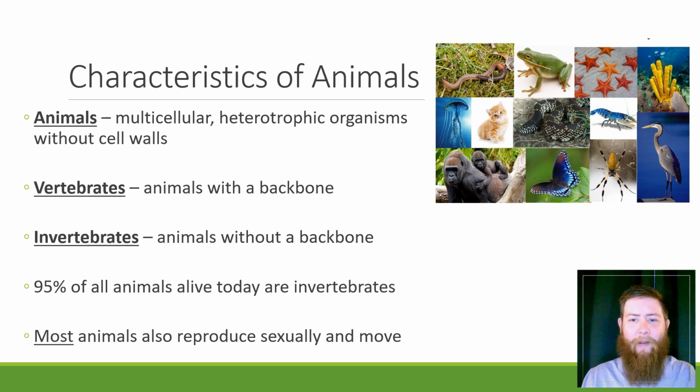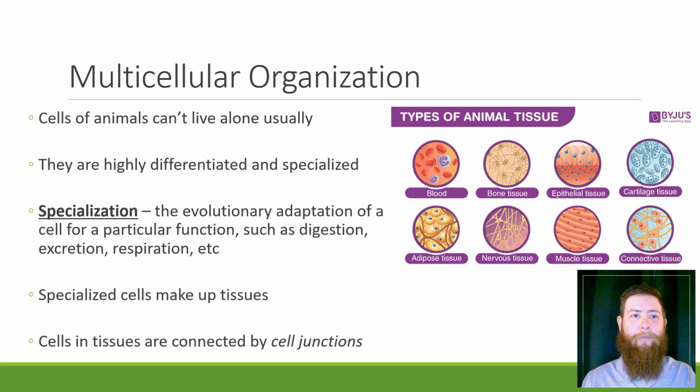We break animals into two larger groups: vertebrates, meaning animals that have a backbone, or invertebrates, meaning animals without a backbone. 95% of animals alive today are invertebrates, meaning they lack a backbone. They are definitely the dominant life form on the planet. And then most of our animal species reproduce sexually and have the ability to move at some time in their life. Not all of them move all the time, but at some point they usually are able to move.